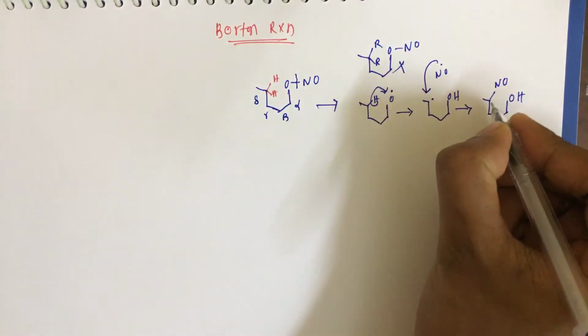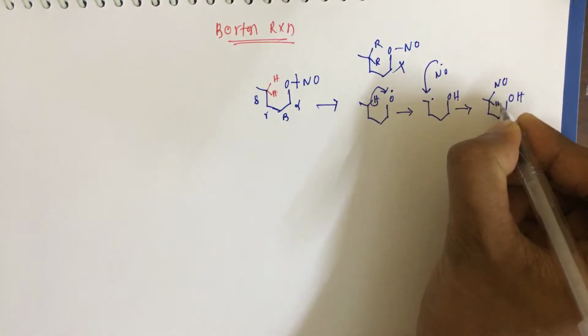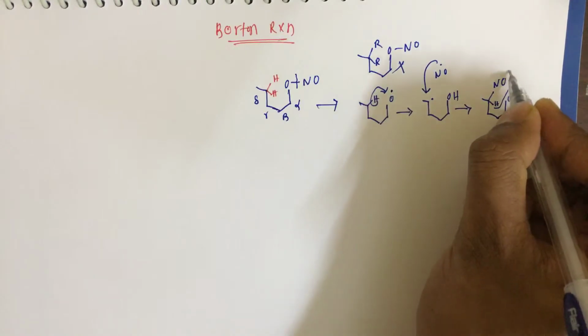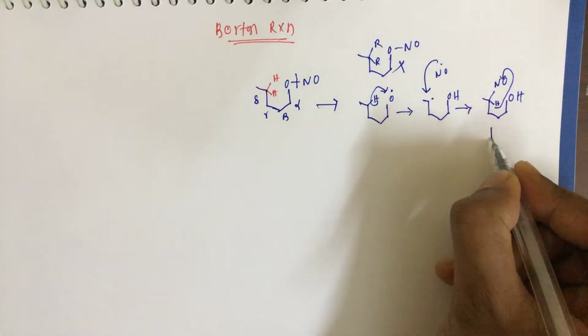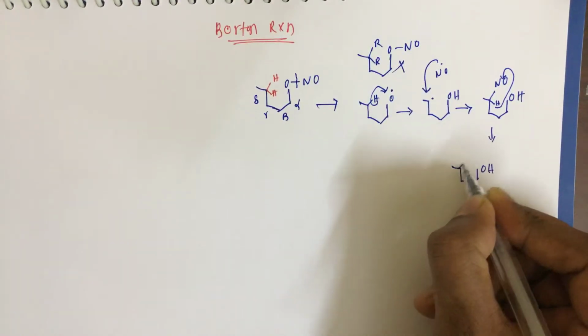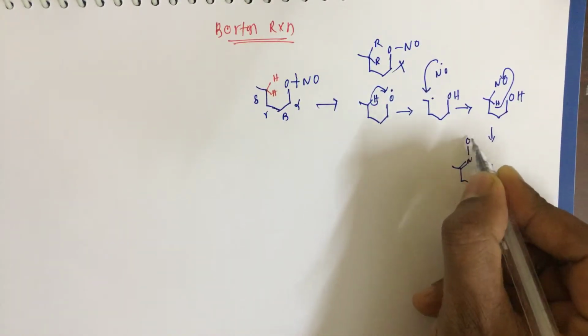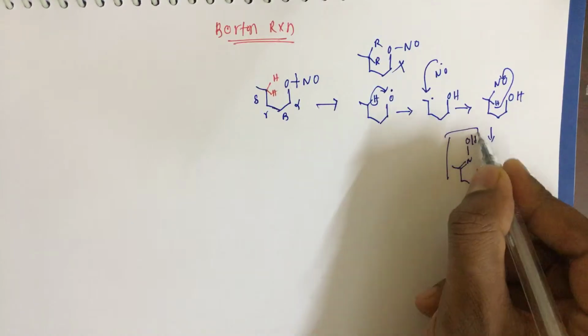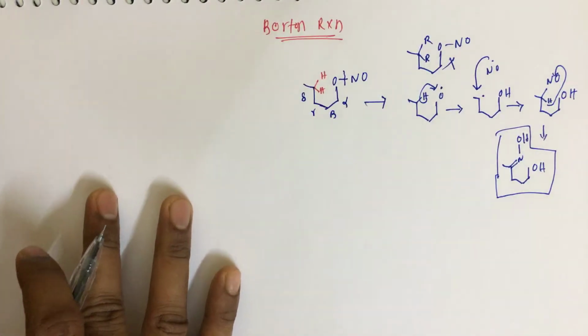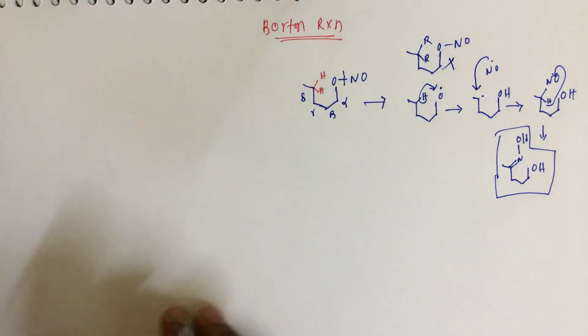One more hydrogen is there, so now this hydrogen shifts from here onto the oxygen, and it leads to form a double bond NOH. So this is the final product in the Barton's reaction. It's a very simple reaction, you just need to remember the mechanism.